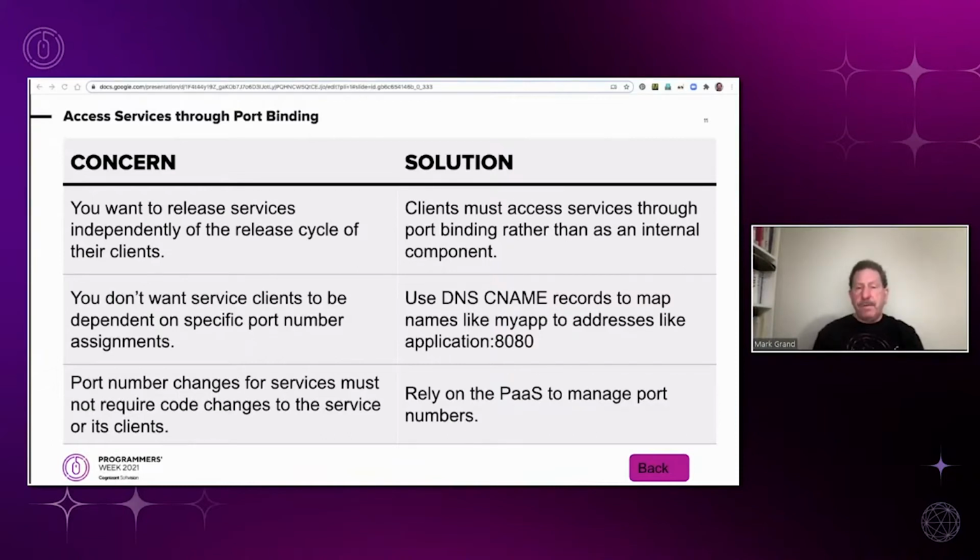But when you do deploy something through a network connection, you may not want your clients to depend on specific port number assignments. So one way to avoid that is with a DNS record. You can have your service with whatever name it has, and you can provide a DNS CNAME record that includes not only the actual name to find the service at, but also what port number to use. And so you don't want port number changes to affect the services either.